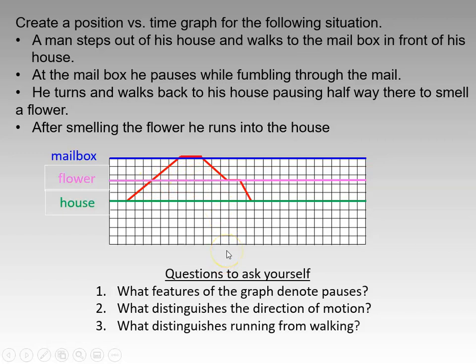And then third, what distinguishes running from walking? That's going to be a steeper graph. A steeper graph is going to be moving more quickly, because that means that there is a larger change in position over the same amount of time, or the same change in position in a shorter amount of time. That's what a quick motion would mean.